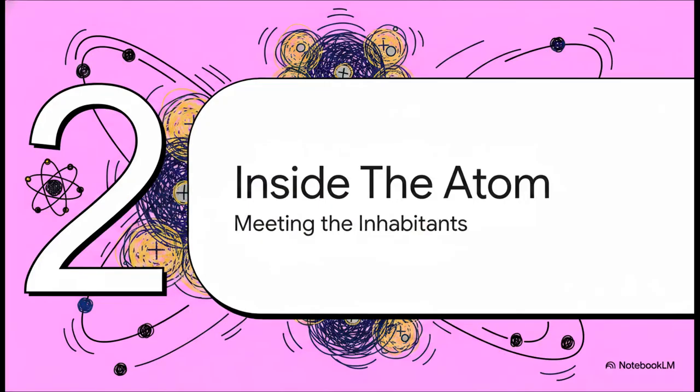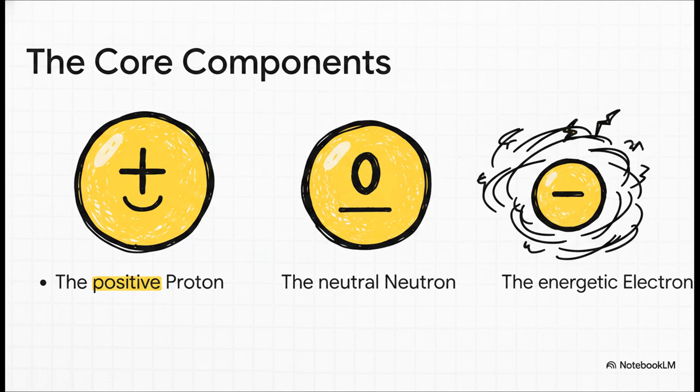All right, so we've established that the atom is the basic unit. But what's going on inside one? Let's zoom way, way in and meet the little inhabitants that give each atom its unique personality. So there are three main players in this subatomic world. You've got the proton, which has a positive charge. Then there's the neutron, which is, well, neutral, no charge at all. And finally, you have the electron, a tiny negatively charged particle that's just buzzing with energy.